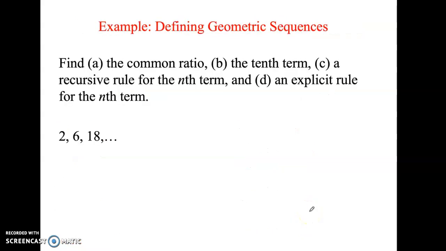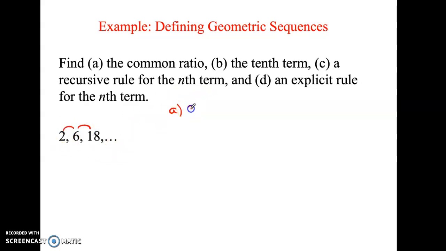All right, now this is what you'll see on my math lab. Again, you're going to have 2 problems where they're asking you 4 different pieces of information on each. So they're going to ask for the common ratio, the 10th term, a recursive rule, and an explicit rule as well for this. Now, the common ratio, again, so A. Common ratio is what you're multiplying by.